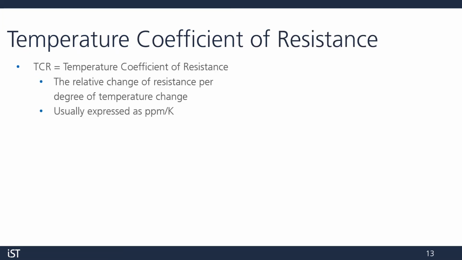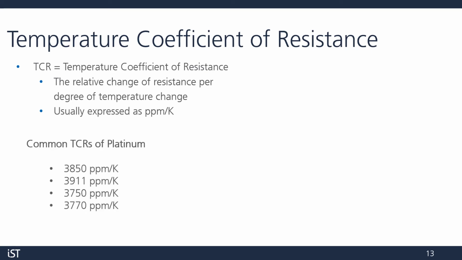One of the key parameters when selecting an RTD is the TCR, short for the temperature coefficient of resistance. This value is a calculation of the relative change of resistance per degree of temperature change. It's typically expressed in parts per million per Kelvin. A commonly used TCR for platinum is 3850 ppm per K. Some applications require different TCRs. We'll get into this a little later when we discuss customization.